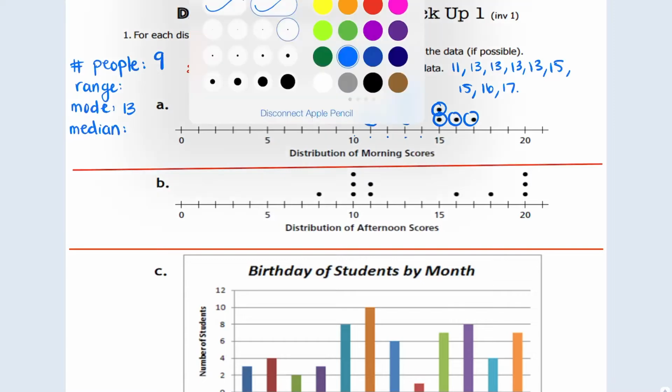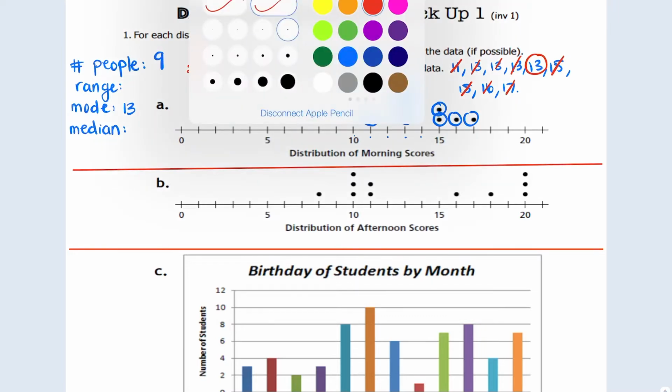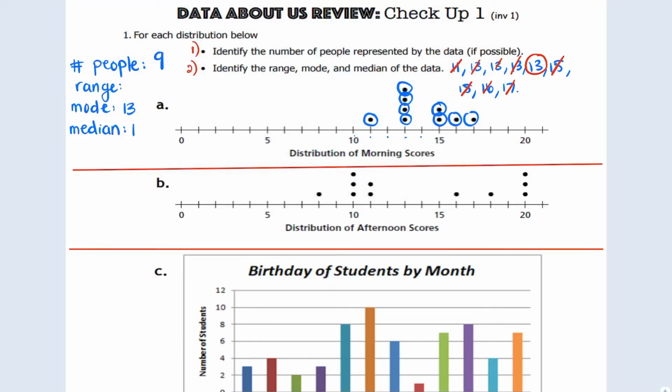Let's go ahead and find our median. I set up my numbers in numerical order. That's my first step to find the median. Next, I'm going to cross out from either side until I reach one value in the middle, or 2. That could happen, but in this case I only have one number in the middle. So my median is 13.